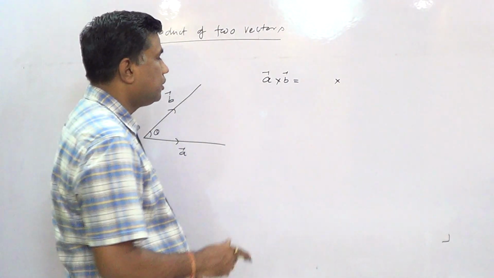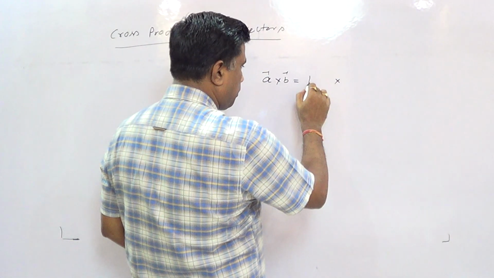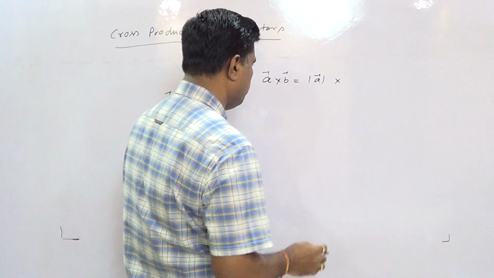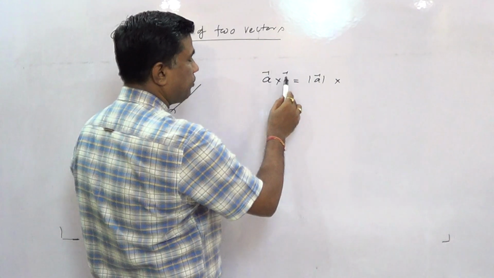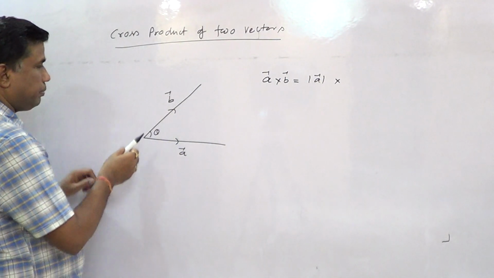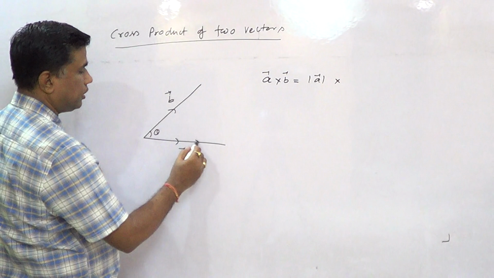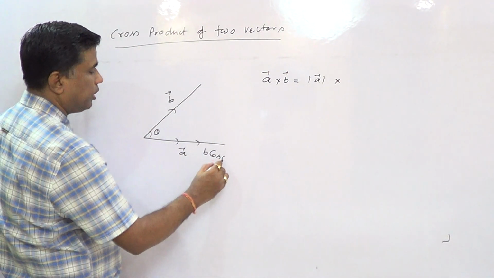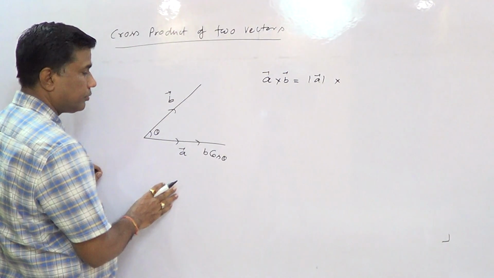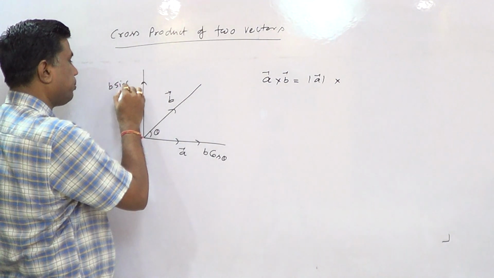So students, cross product of two vectors may be defined as product of magnitude of first vector and component of second vector perpendicular to first vector. Now this B vector is the second vector. It has two components. This B cos theta is the component of B along A and this B sin theta is the component of B perpendicular to A.